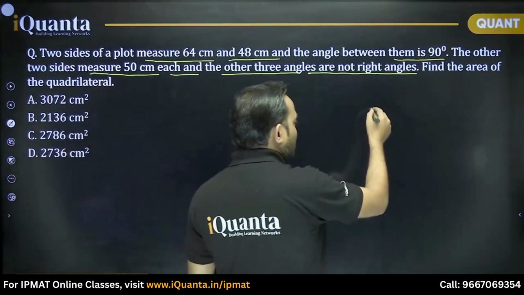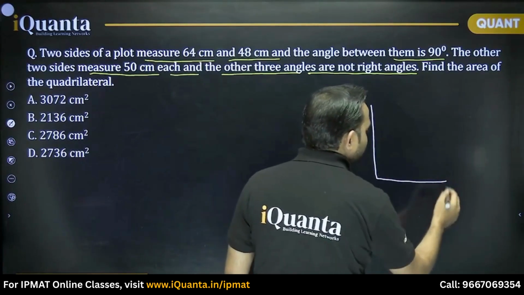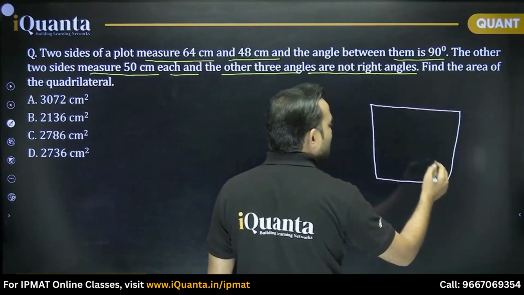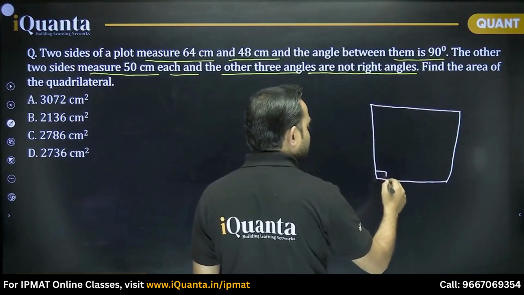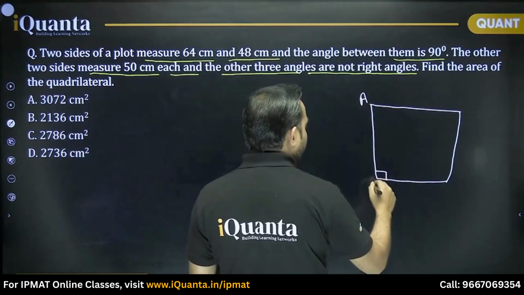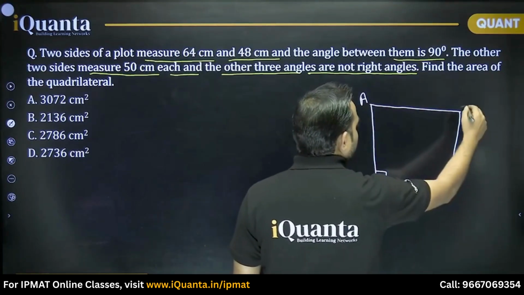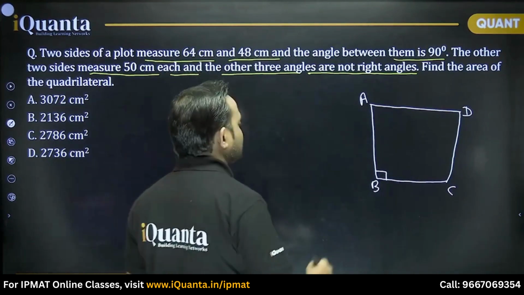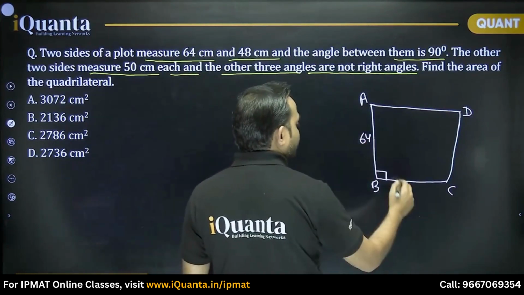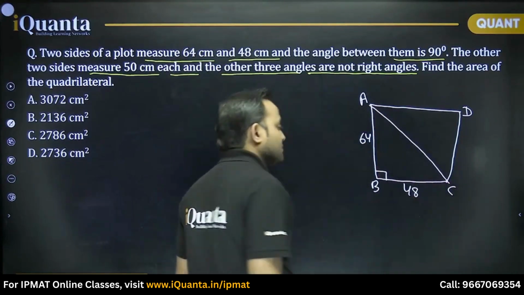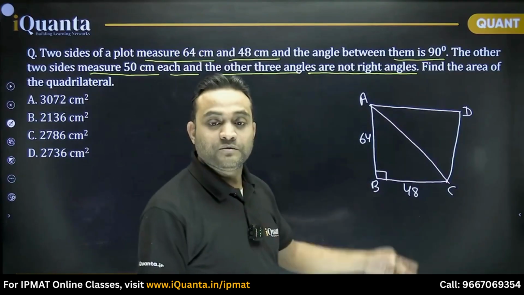So there is a plot where two sides are perpendicular to each other and the other two sides are not perpendicular to each other, like this. So let's say this is A, B, C and D. Now it's given that AB is equal to 64 and BC is equal to 48. So can we say triangle ABC will be a right angle?